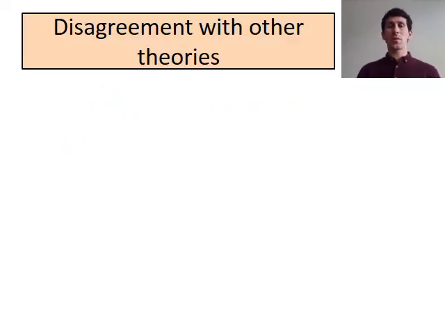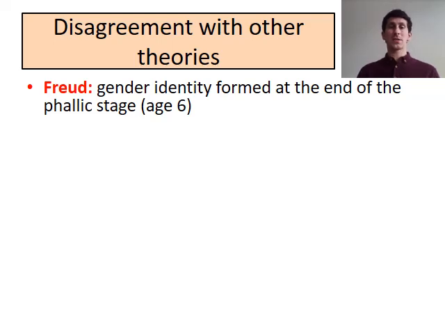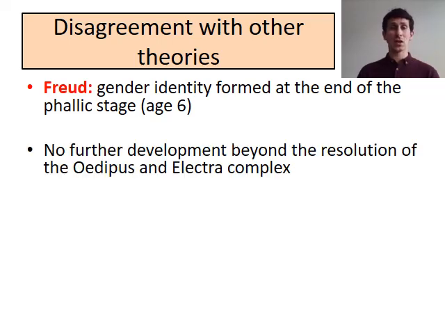It's also in disagreement with other theories. Freud said that gender identity is formed by the end of that phallic stage, at the end of 6, and that is it. You develop all your gender identity during that phallic stage, and there's no further development either before that stage or after that stage. Once the Oedipus or Electra complex is complete, gender development is also complete.